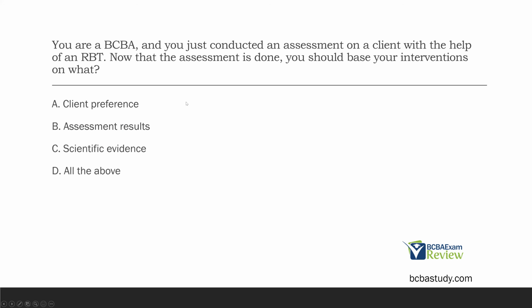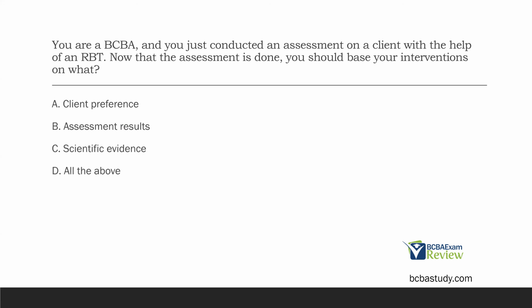Absolutely. Ethically, okay? For social validity reasons, okay? Client preference matters. It always matters, right? Even if our client is quote unquote low functioning, client preference always matters. What about assessment results? Well, of course you want assessment results, right? That's why you do the assessment, to use them to guide your interventions. A and B both look good. C, scientific evidence. You want to use as much scientific evidence as possible.